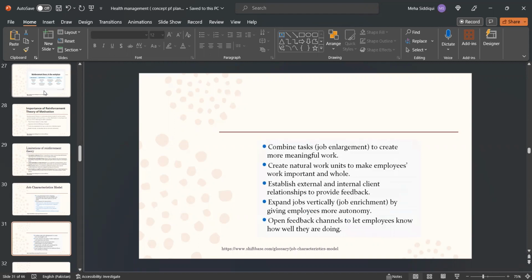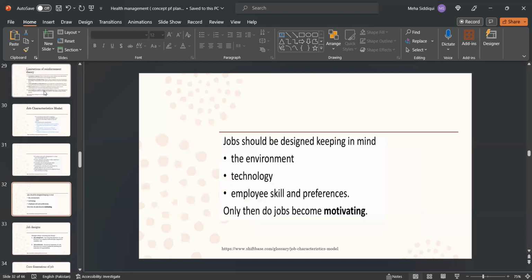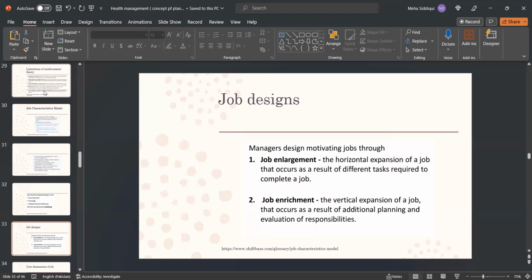Jobs should combine tasks to create more meaningful work, that is job enlargement. Should create natural work units to make employees' work important and whole. Establish external and internal client relationships to provide feedback. And expand jobs vertically by giving employees more autonomy. Open feedback channels to let employees know how well they are doing. The job should be designed keeping in mind the environment, technology, employee skill and preferences. Then the jobs become motivating.